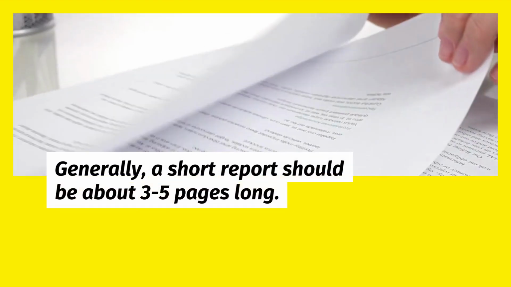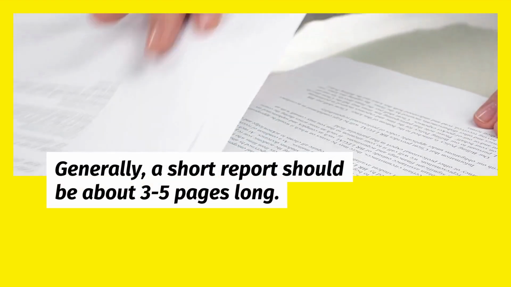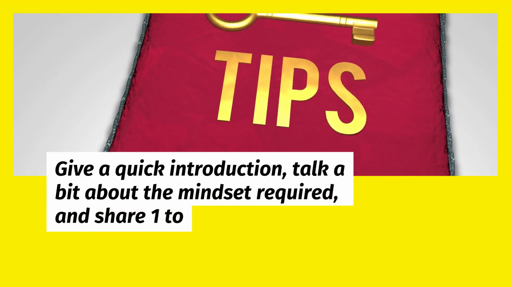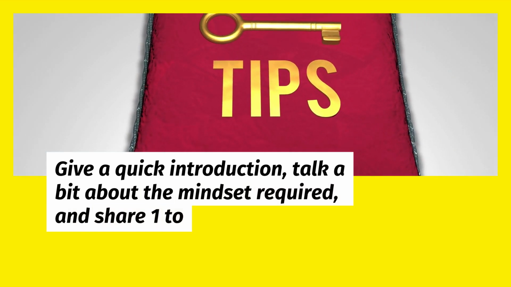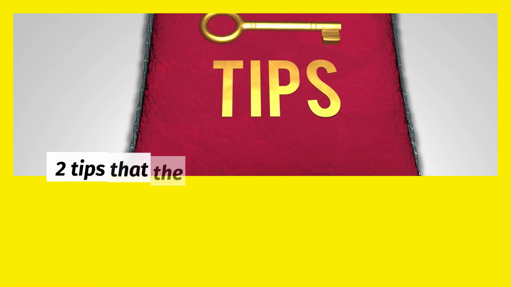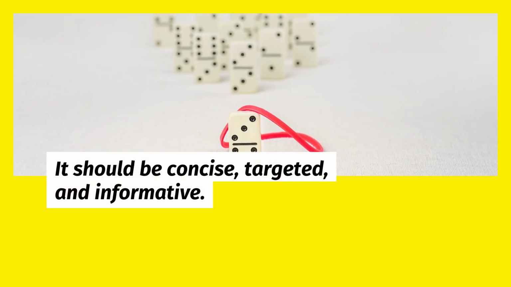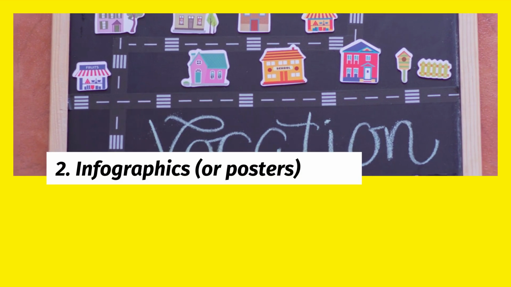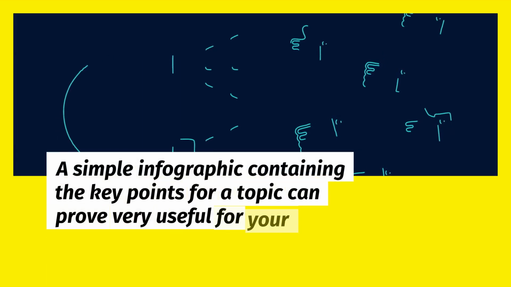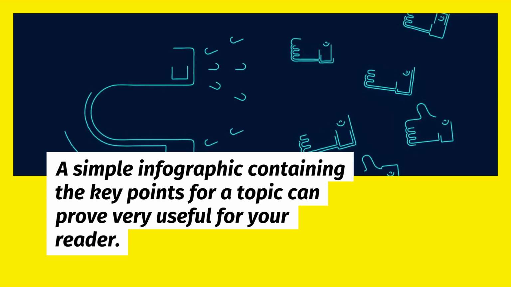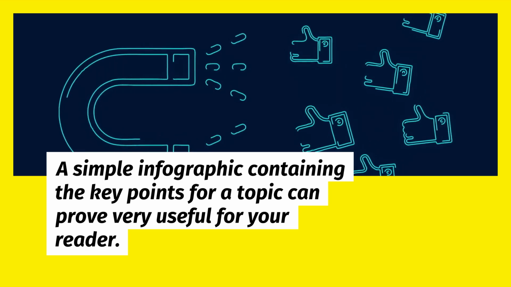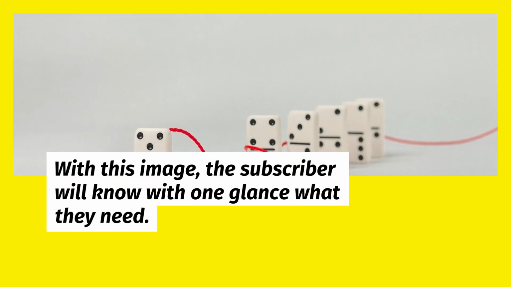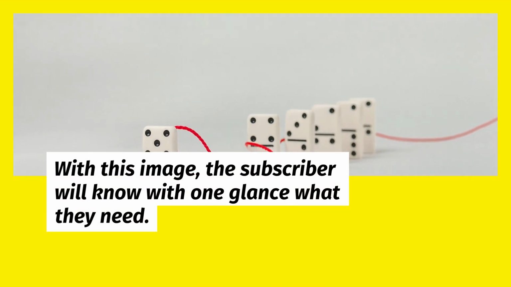Generally, a short report should be about 3 to 5 pages long. Quick introduction, talk a bit about the mindset required, and share 1-2 tips. Be concise, targeted, and informative. 2. Infographics, or posters. A simple infographic containing the key points for a topic can prove very useful for your reader. With this image, the subscriber will know with one glance what they need.